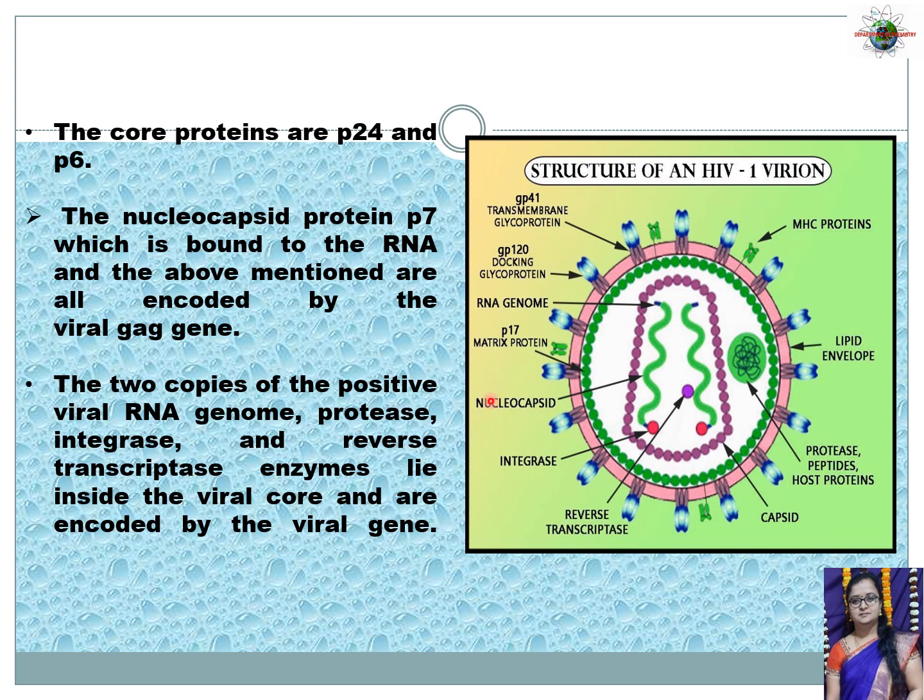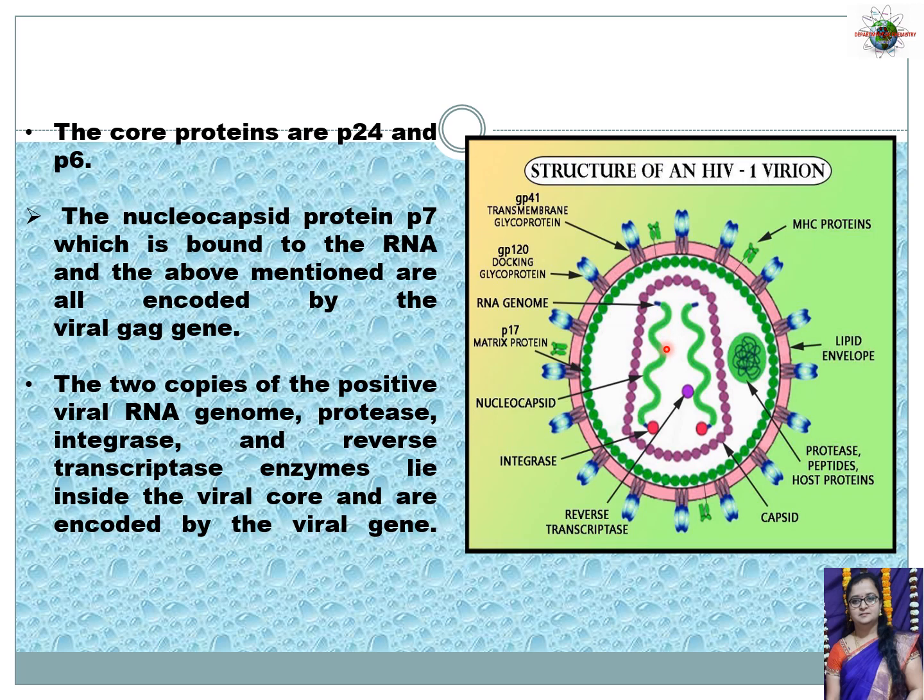The core proteins are P24. Core proteins means those which are inside the plasma membrane. The core proteins are P24 and P6. Here they are not marked, as they are embedded inside. The nucleocapsid protein P7 is bound to the RNA. Here you can see the RNA, and here P7 is bound to the RNA, and the above mentioned are all encoded by the viral gag gene only.